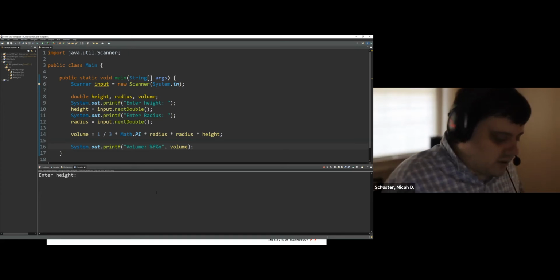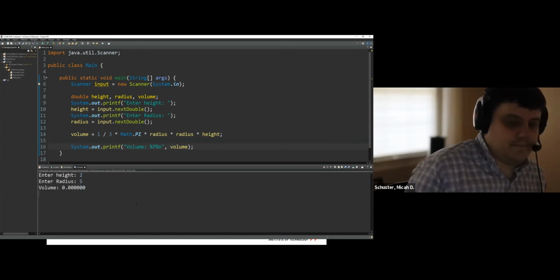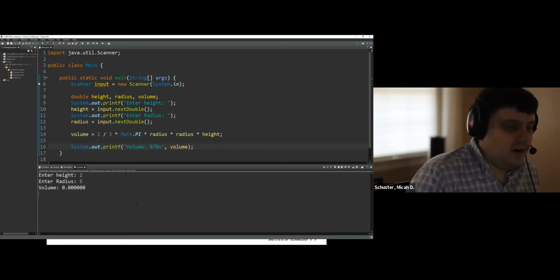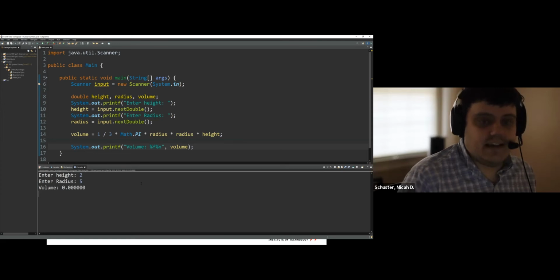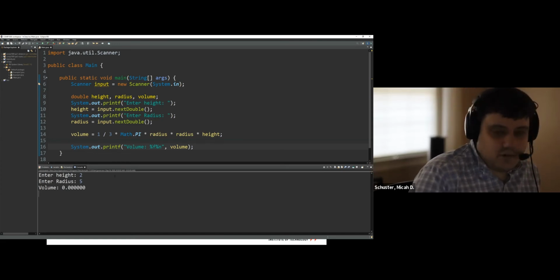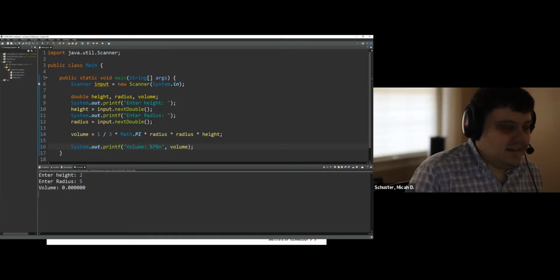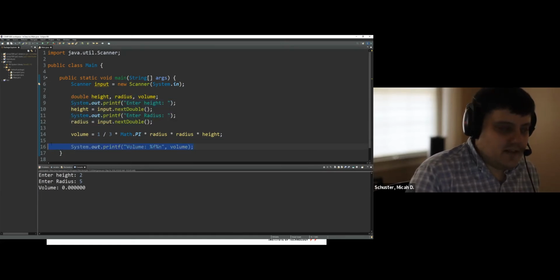Now, if I run the code and I type in, whatever, 2 and 5, I just get 0. That doesn't make sense for the volume of a cone. I've entered non-zero values for the height and the radius. I should not get a 0 volume. So there's definitely something wrong. The localization here is relatively easy because there shouldn't be anything wrong with reading in the values, and there shouldn't be anything wrong with printing out the values. So really, it's got to be in my calculation.